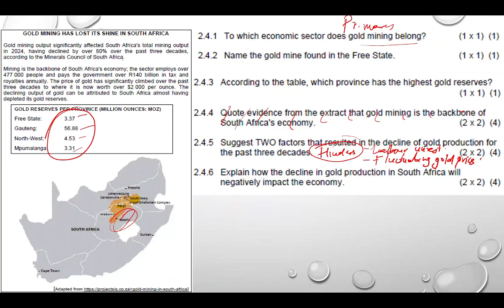This is going to impact on whether people are going to buy our gold or not buy our gold. If the gold is expensive, people will not want to buy it when it's expensive. They will want to buy it when it is cheaper.